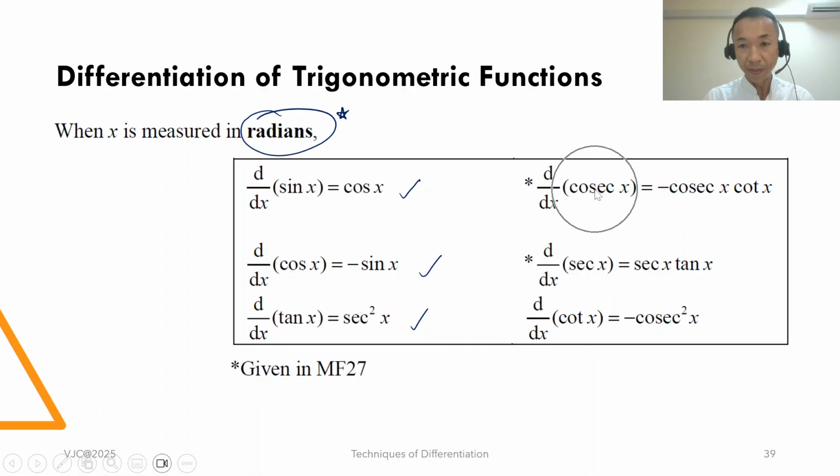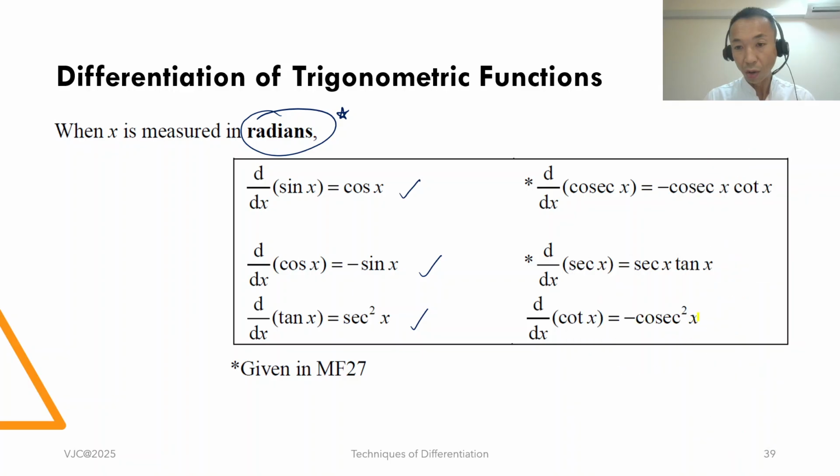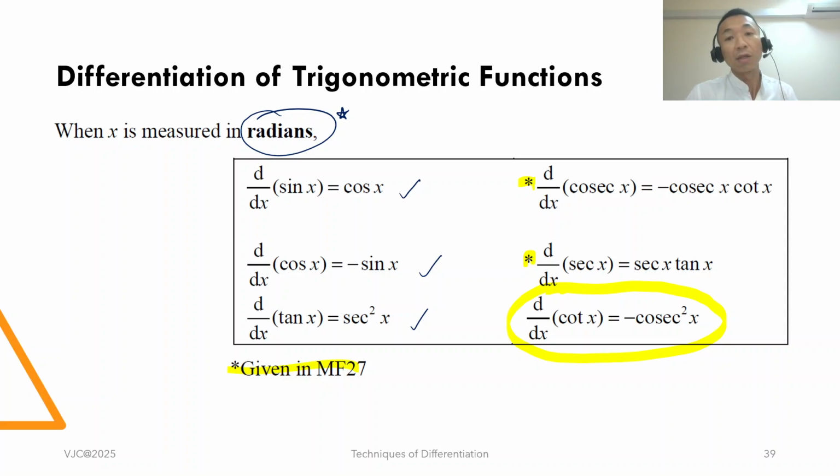These two here are given in MF27, which is essentially your formula list. So this one is given in the formula list, and this one is given in the formula list. That leaves this one, which is super important and which you need to memorize: differentiate cotangent x is minus cosecant squared x. This is the only thing you need to memorize in addition to what you know from secondary school.